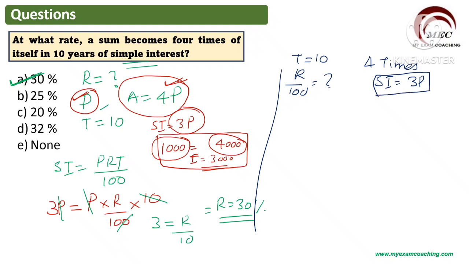If it becomes 4 times, the total interest will be equal to 3P. You are investing P and it becomes 4P, so your interest will be 3P. So now we can easily find that 3P is equal to P into R into 10 by 100. Cut this 0, 0, cut this P, and cross multiply, and it becomes 30 equal to R. So accordingly you can find that the rate of interest will be equal to 30%.